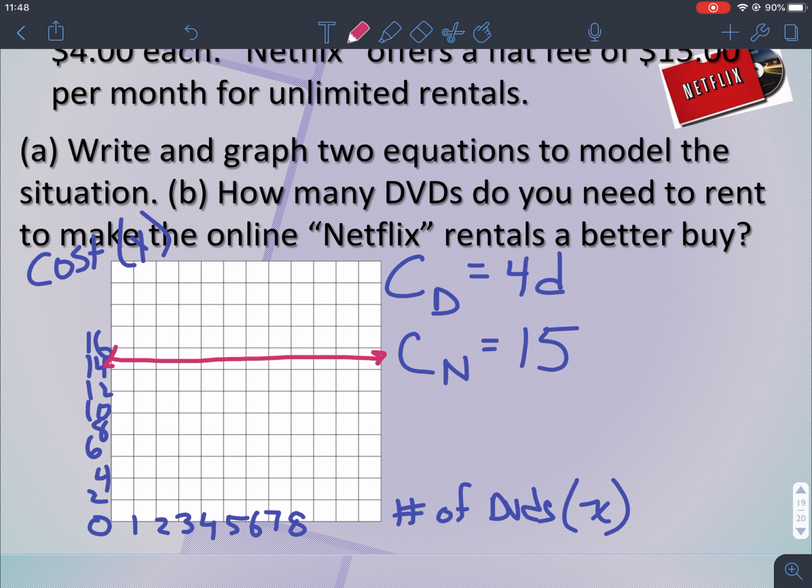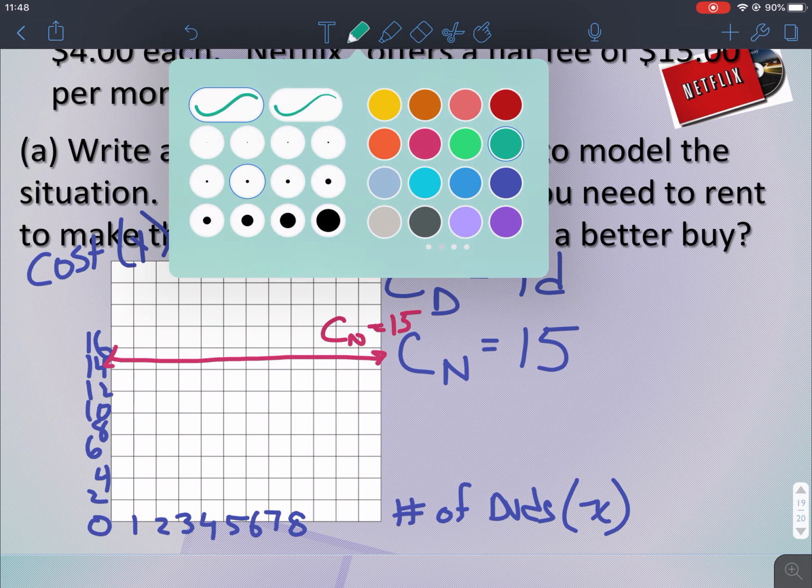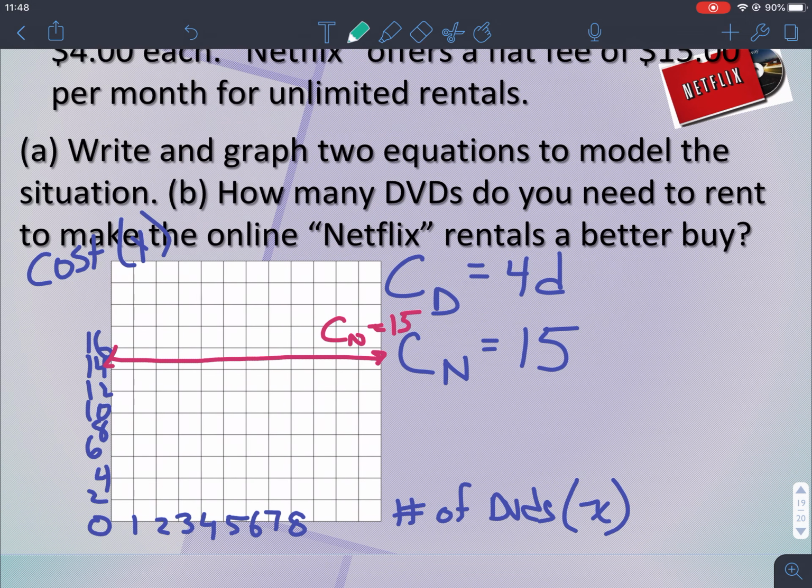So that's Netflix. On the other hand, to graph this one right here, well, if you rent 0 DVDs, then you would pay $0. If you rent 1 DVD, you pay $4. If you rent 2, you pay $8, and it goes up by $4 each time.